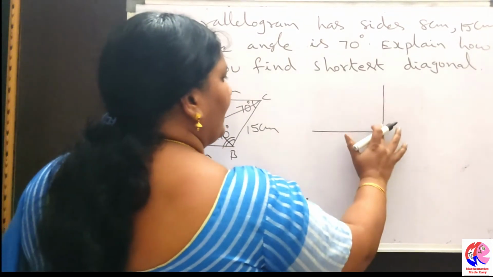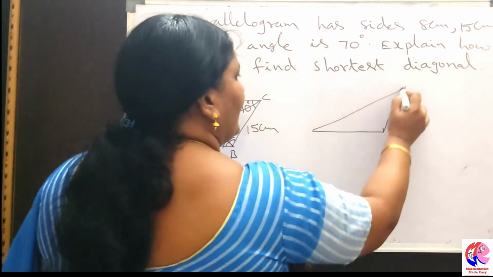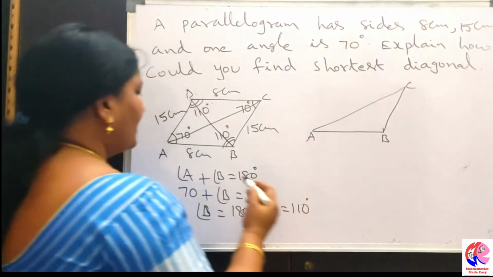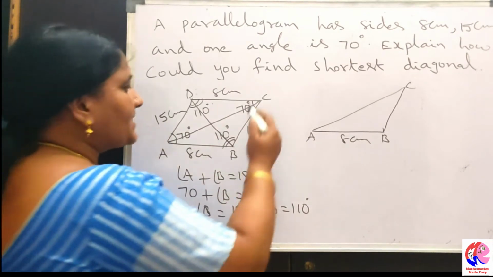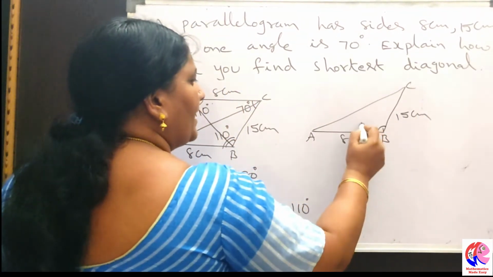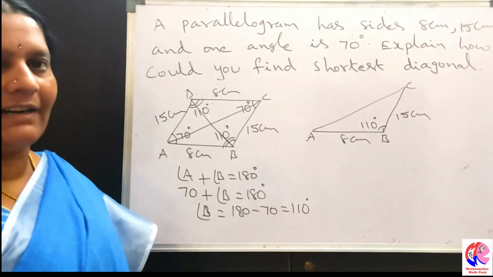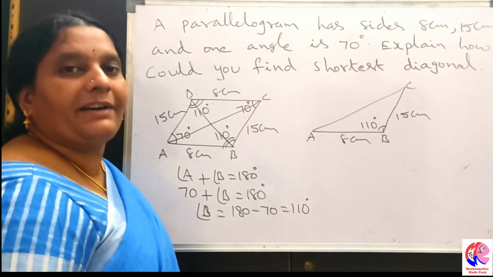In this triangle ABC, the measure of AB is 8 centimeter and BC length is equal to 15 centimeter. Angle B is equal to 110 degrees. Now we have to find the length of the diagonal AC. For finding this, we are going to use the cosine rule.